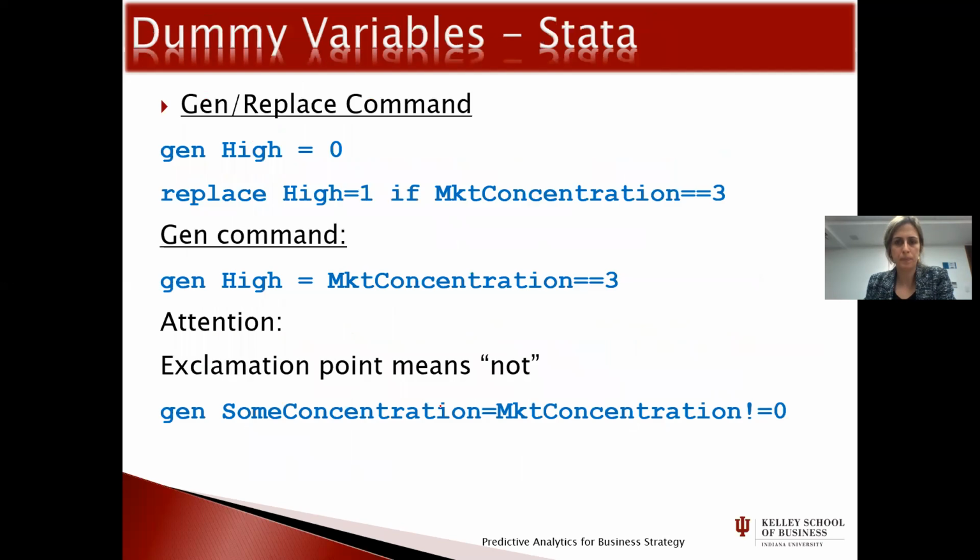Okay. How to generate dummy variables on Stata? You can use the generate replace pair, or you can use the more condensed version with just the generate command. Generate dummy high equal to 1 if market concentration is equal to 3. Generate dummy low if market concentration is equal to 2. Before you even run your regression, the first thing you do is create those dummy variables.